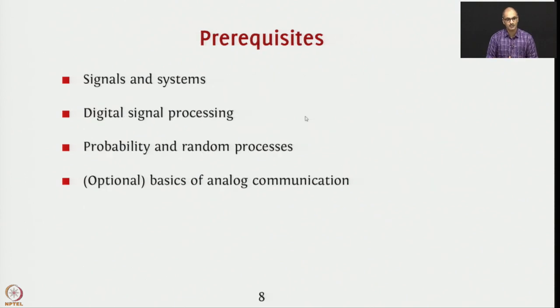The prerequisites are signals and systems, basics of signal systems, convolution, Fourier transforms, all those. To a reasonable extent, digital signal processing, because we will rely on some aspects related to sampling and Nyquist theorem. Probability and random processes, because we need random processes, power spectral density to comprehend some of the topics. Optionally, it is beneficial if you have seen some basics of analog communication, such as baseband modulation and single sideband modulation, double sideband modulation. But these aspects are not mandatory. We will cover these briefly as part of the course curriculum in this particular course.